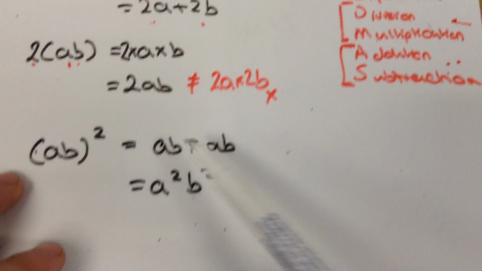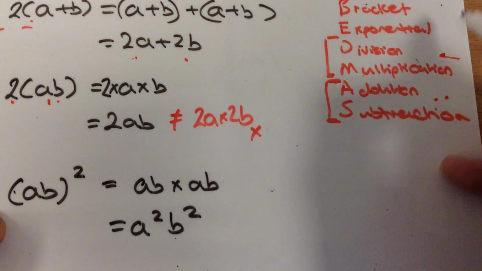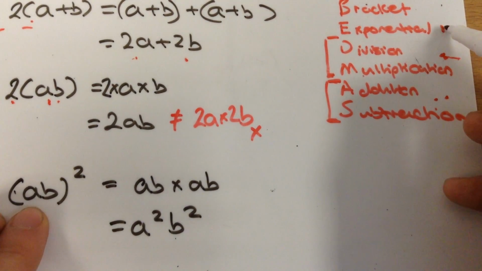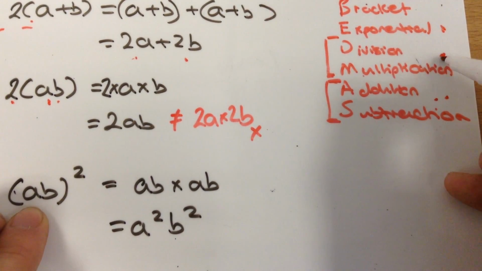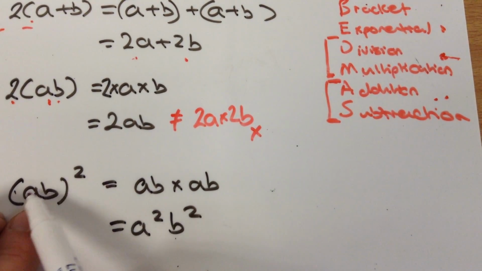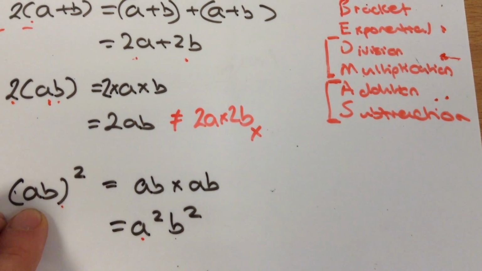Here, (ab) squared, the operation on the outside is exponentials. The operation on the inside is multiplication. Exponential is 1 order higher than multiplication, therefore the operation on the outside, the squaring, gets distributed to both the a and the b, so it becomes a squared and b squared.